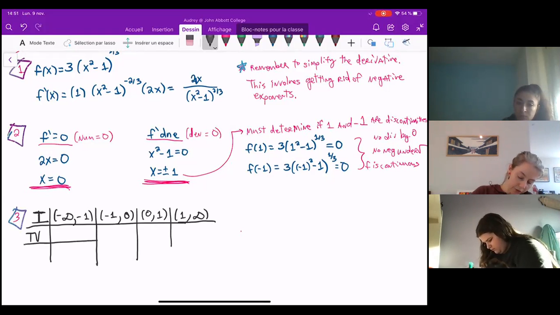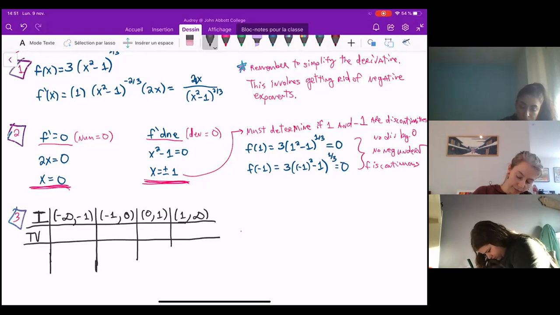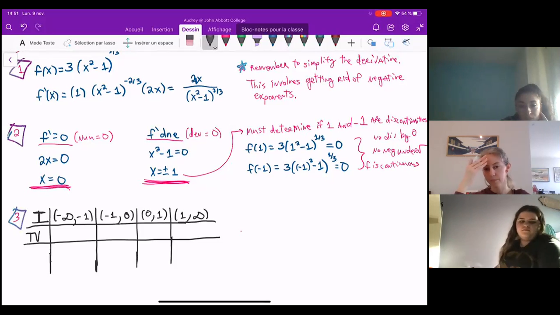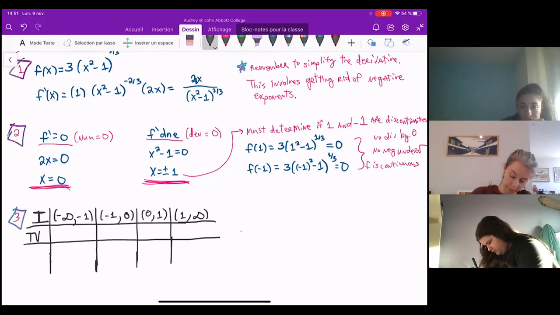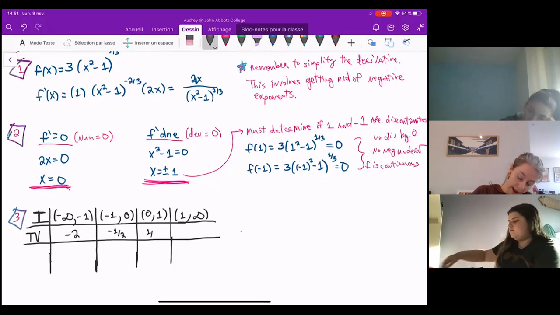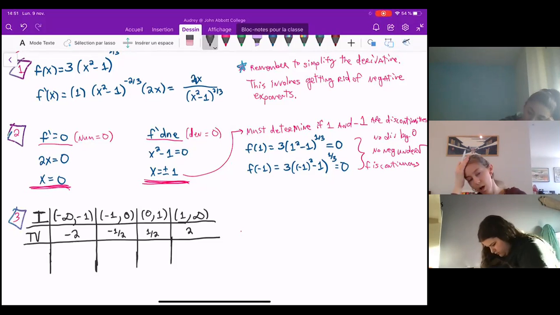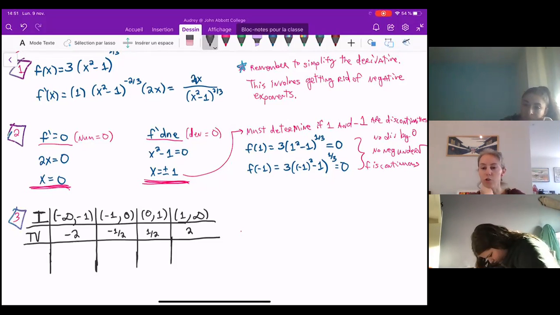And then TV is for test value. I pick a value on each of my intervals. What is a good test value between -∞ and -1? -2. And so then I'll just go -1/2, +1/2, and +2. If I wanted to, for example, on that last interval, pick 8,484, could I do that?